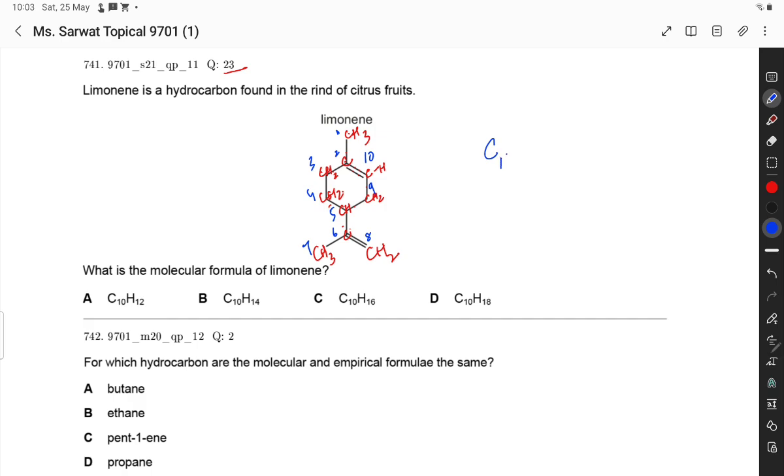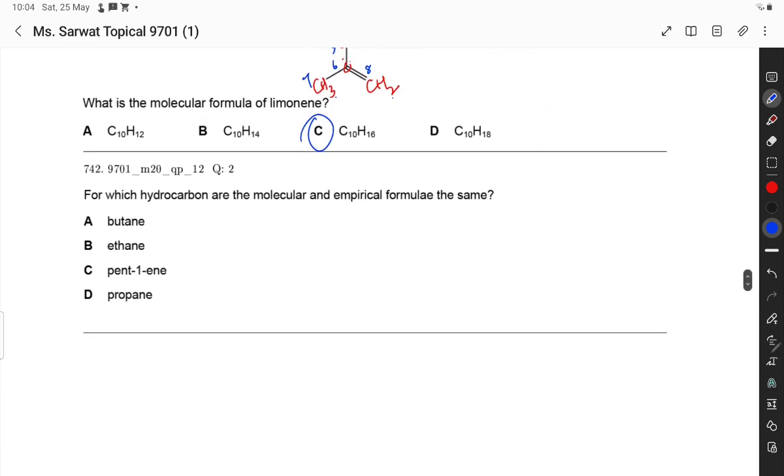So carbon is 10, and afterwards count the number of hydrogen atoms: 2, 3, 5, 6, 8, 10, and 11, 13, and 16. C10H16. So C is the best option.